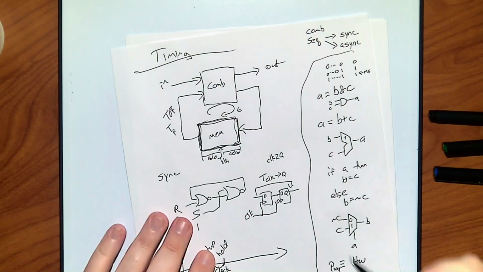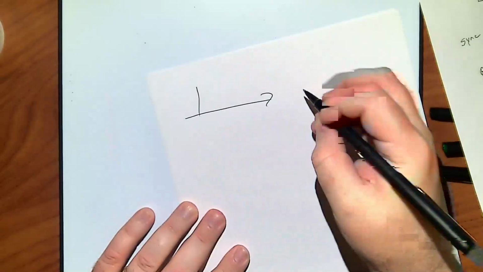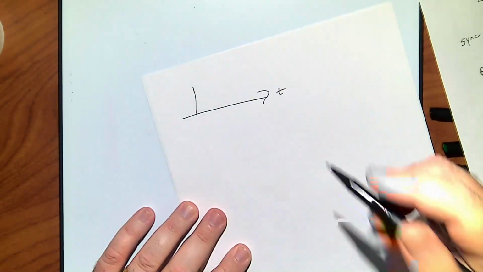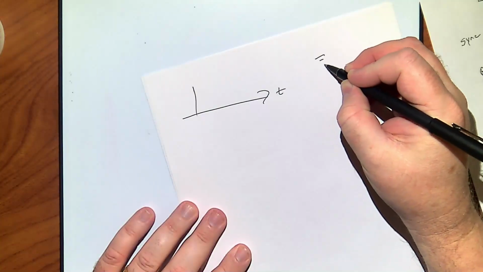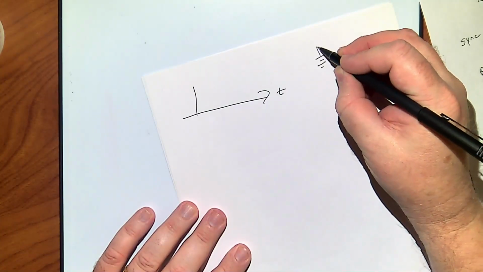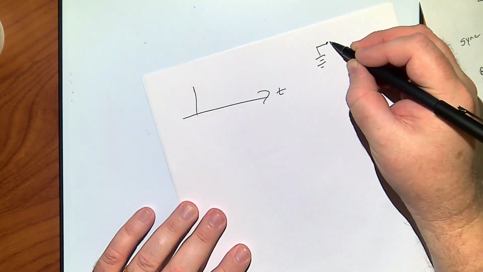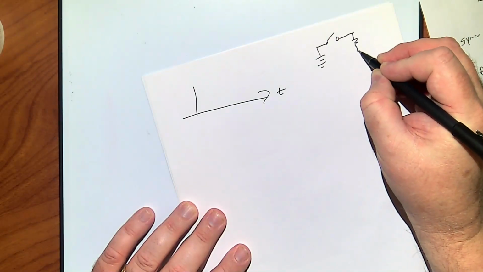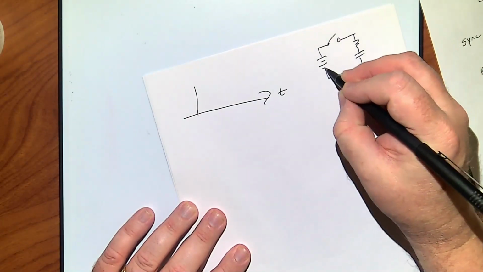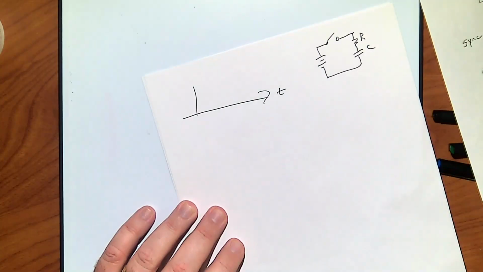So if I consider just, I'm rapidly running out of room there. Here's time, right? And I'm considering just a simple RC circuit. It's got a classic switch here, and then I've got a resistor and a capacitor, and it's coming back, and here's RC.